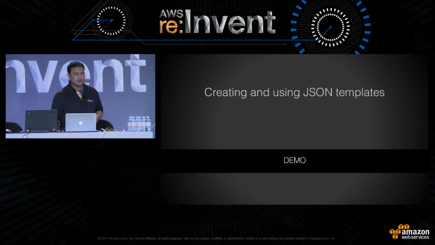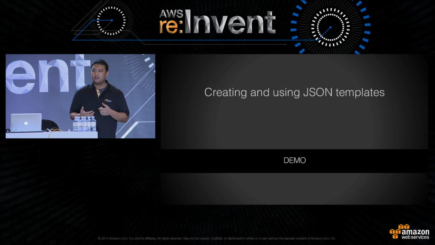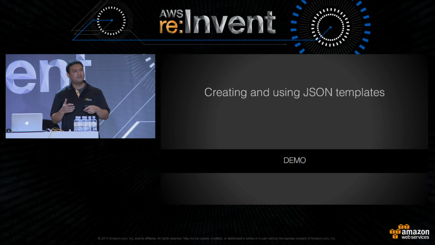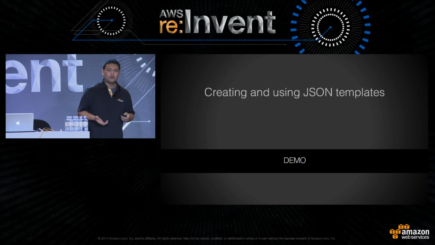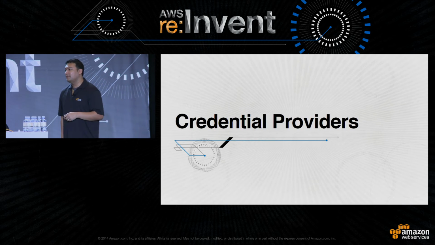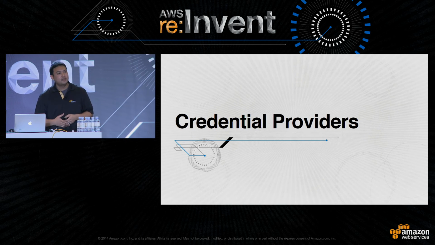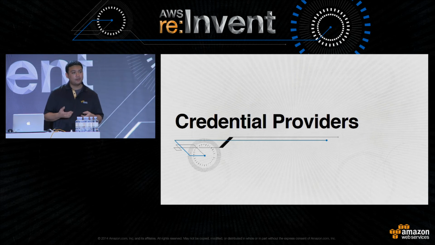All right, so that was creating and using JSON templates, something that, again, I encourage you to check out if you want to be able to generate these skeletons and make it very easy for you to fill in values. It makes it a lot easier for certain types of input parameters. So the next thing I want to cover is credential providers, and by that I just mean the mechanism in which we look up credentials.